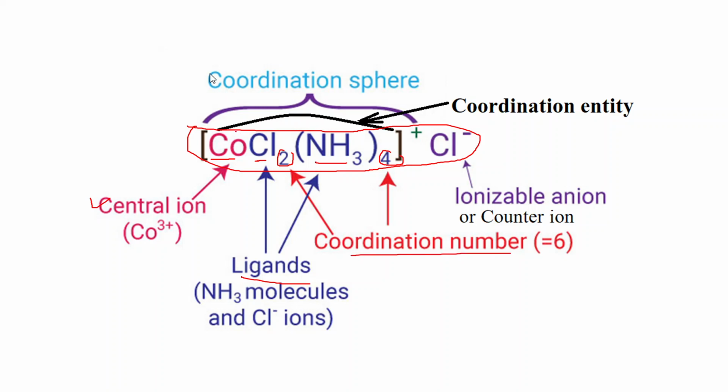This central ion along with these ligands is known as the coordination entity. If this coordination entity is enclosed in a square bracket, then from this to this along with this charge is known as the coordination sphere. And this outside the coordination sphere is the ionizable anion, also known as the counter ion.